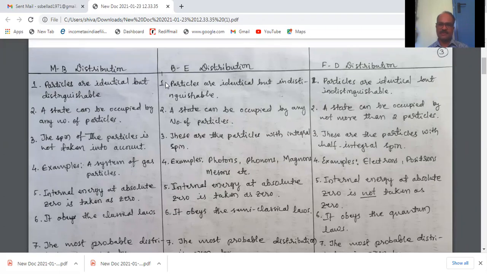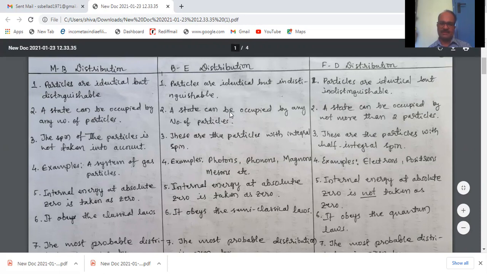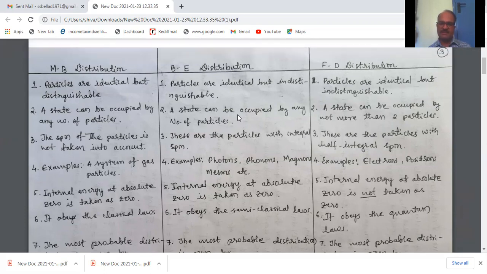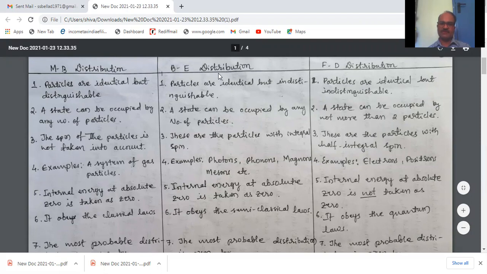The first point is that the particles are identical but indistinguishable. And the state can be occupied by any number of particles. So this is the classical idea written in the Bose-Einstein distribution. Actually, the same law was adopted in the Maxwell-Boltzmann distribution, and because of that reason, it is a classical idea, but still it is used in the Bose-Einstein distribution.